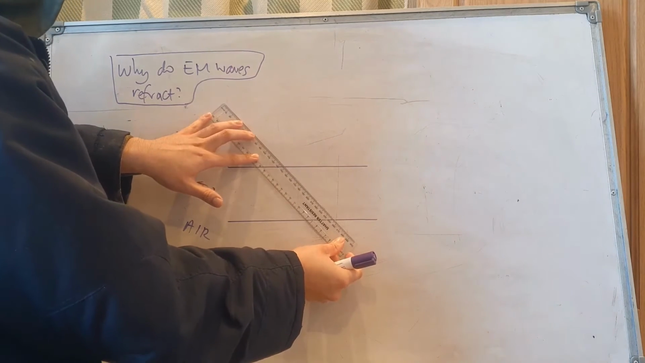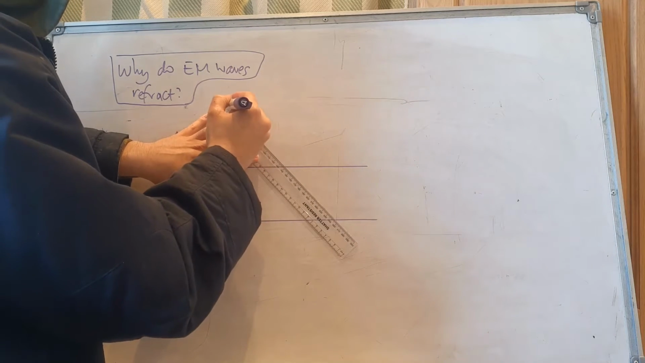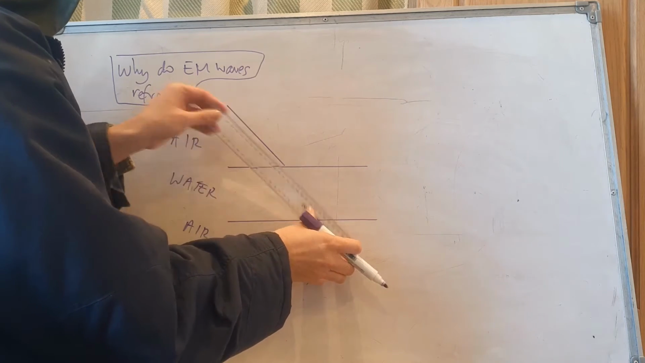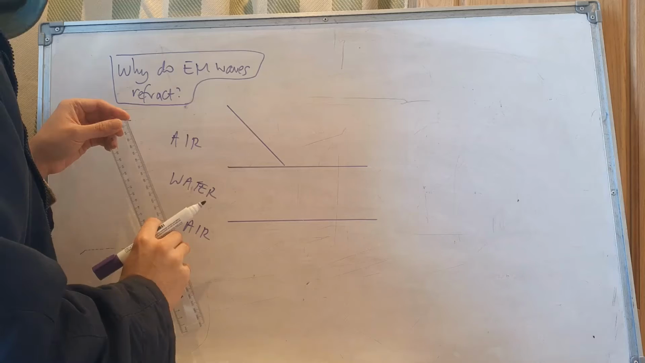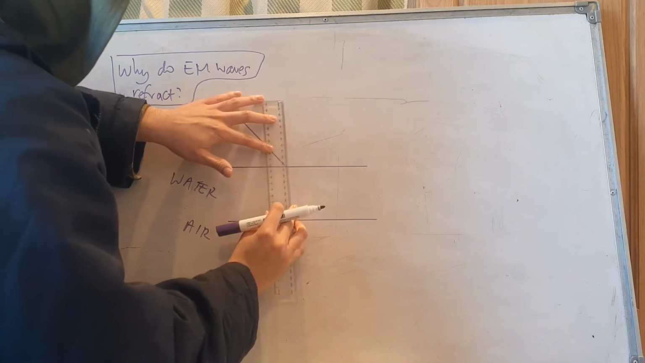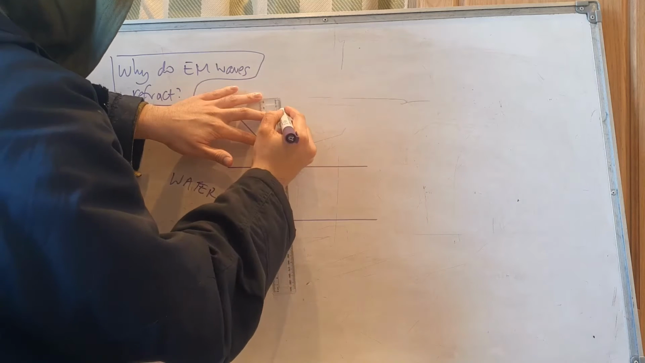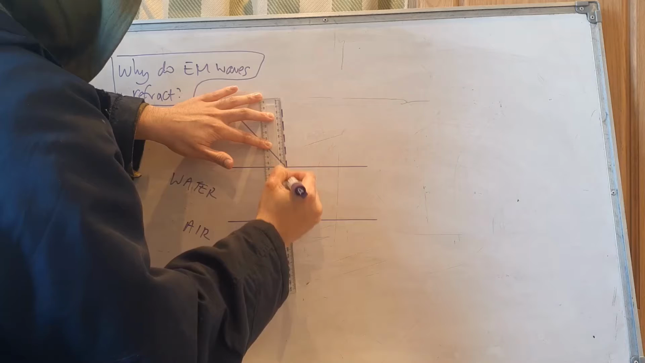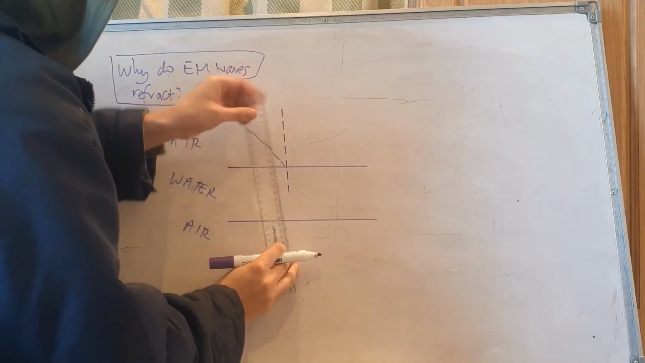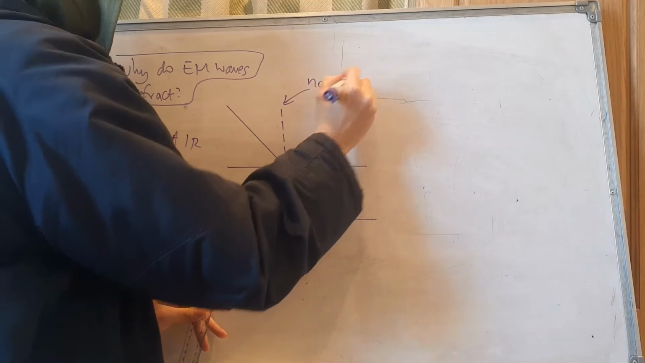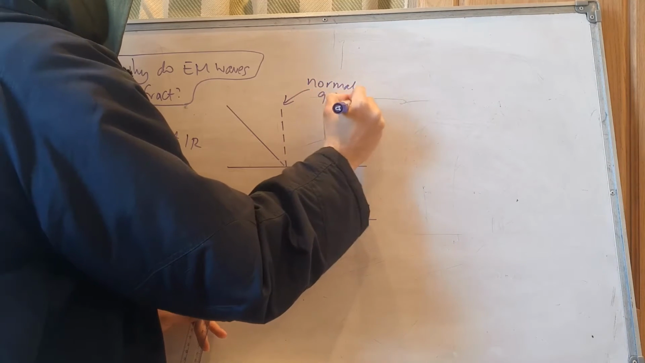Supposing that the light ray is going at an angle, what is the normal? The normal is always 90 degrees to the surface. So this is the surface, so it's 90 degrees. So this is the normal. That is 90 degrees to the surface.